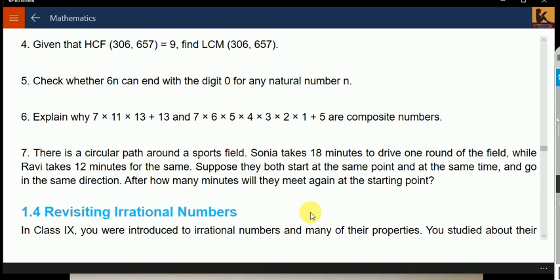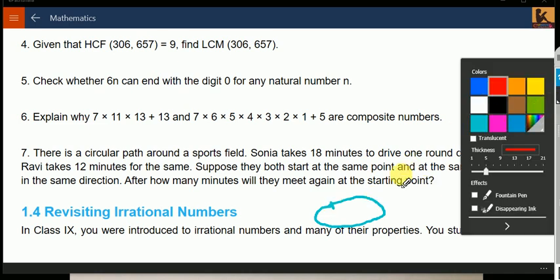Simply, one is taking a round around the other. This is a circular path. One has started from this point. The other will start moving on this same track with a little slower speed. And finally, they both will meet at some point.